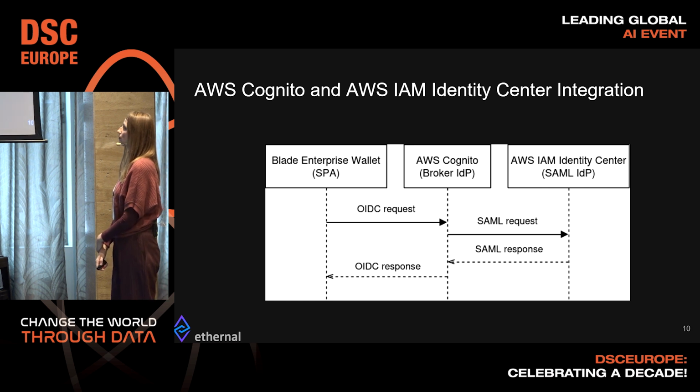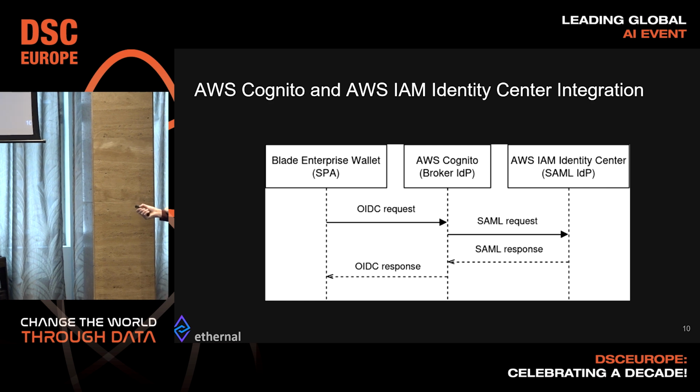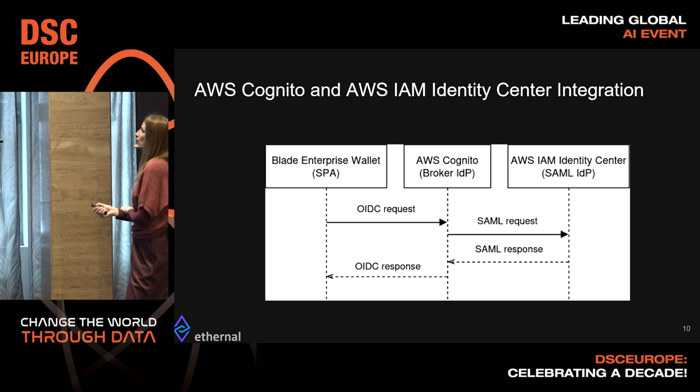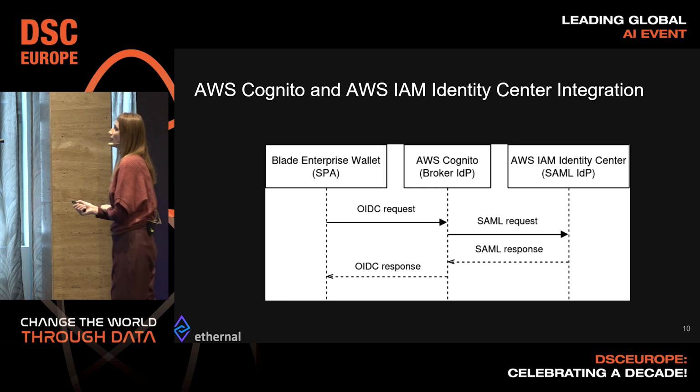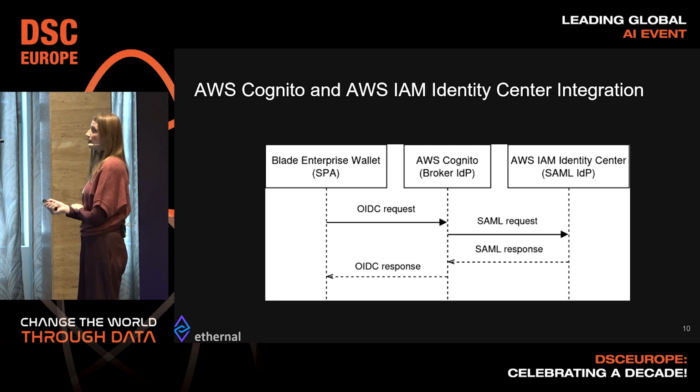I mentioned that integration of Cognito with Identity Center. Basically, we are using Cognito as a broker IDP. This is a typical solution when you have a single page app, in our case a React app, which wants to use information from a SAML identity provider. We can't go directly. We need some kind of broker IDP in between, and in our case this is AWS Cognito. It could be any other OpenID Connect based identity provider, but since we are on the AWS platform, we choose to use this.